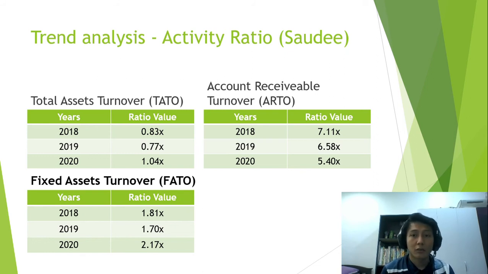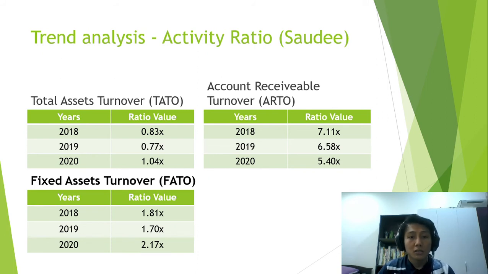Saudee Group Berhad's account receivable turnover for all 3 consecutive years show a good ratio performance. Based on the table above, we can see that the company had the highest account receivable turnover in 2018. Therefore, it shows that the company had the most effectiveness of collecting receivable in 2018.